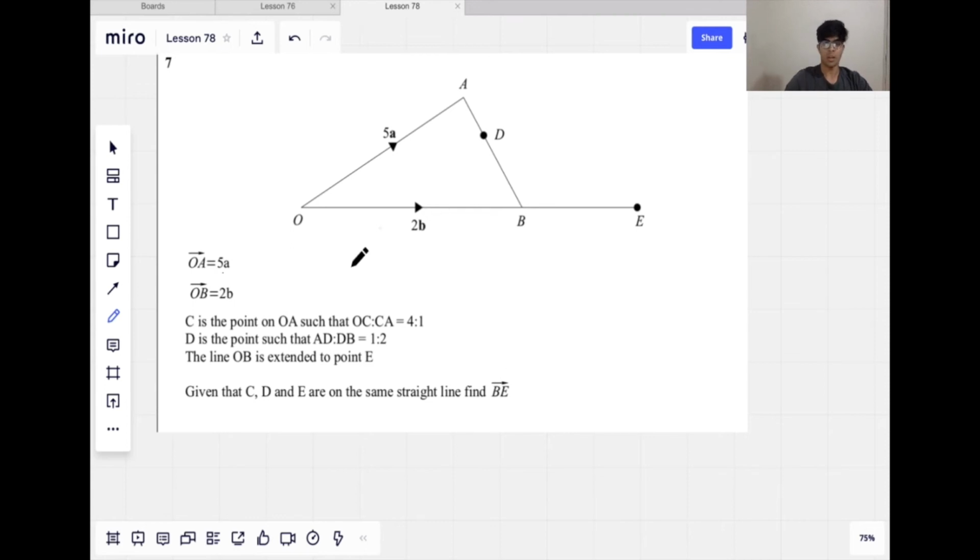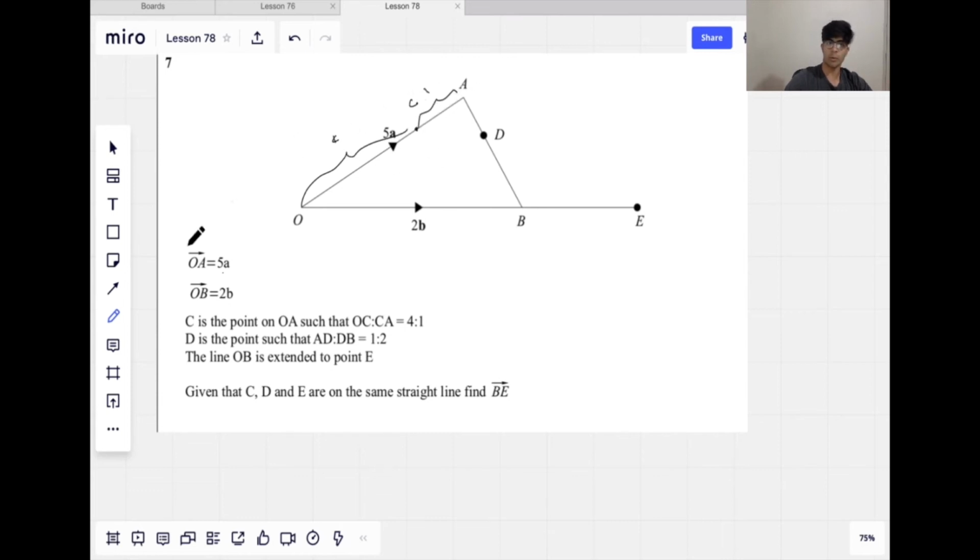Okay, so with a question like this, there's quite a lot of information. So the first thing I do is get that information on the diagram. C is the point on OA such that OC to CA is 4 to 1. So we mark out C, something like this. What the question is telling us is that the ratio of OC to CA is 4 to 1. So this length is 4 times the length of this. If this is 4, this is 1.